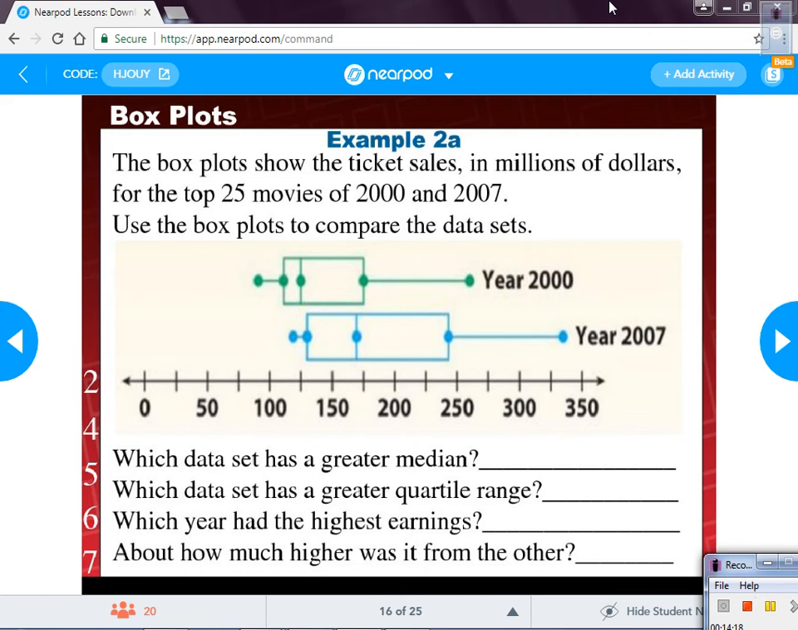All right, so look at example 2A. You're just paying attention. Look up to the screen. I'm going to go over this one really quick. Sorry?